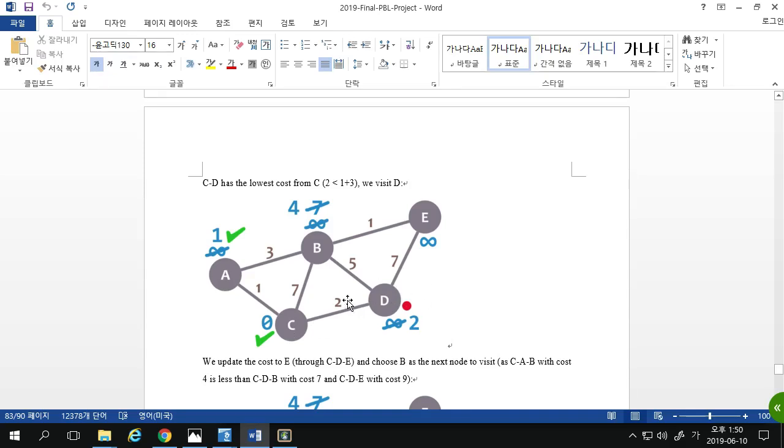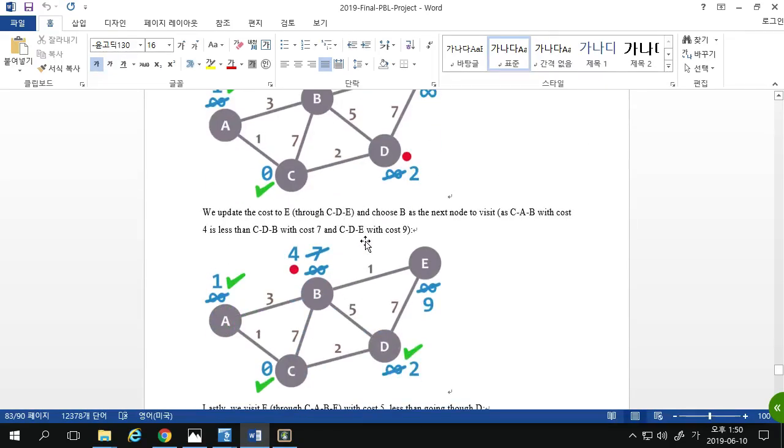So we will visit D. And again, continue the process, update the cost to E, as we can get here in 2 plus 7 equal to 9 instead of infinity. And we can also reconsider visiting B. We see here that this would equal a cost of 2 plus 5, 7, but we already have 4, so we abandon that.